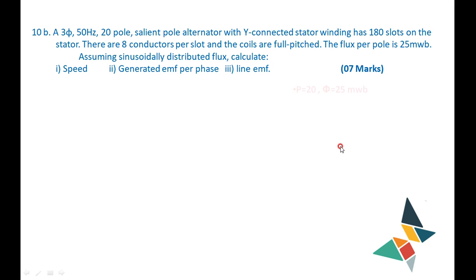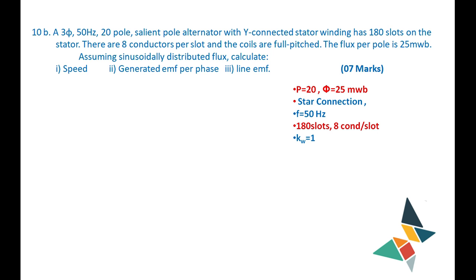Just note down the given data. That is, P is given as 20, phi is 25 milliweber. It is star connected. Frequency is given as 50 Hz, 180 slots with 8 conductors per slot, and Kc and Kd are equal to 1. Therefore, Kw is equal to 1. Then what is asked is the speed, phase voltage and line voltage. The first step is to find the total number of conductors from the given data.